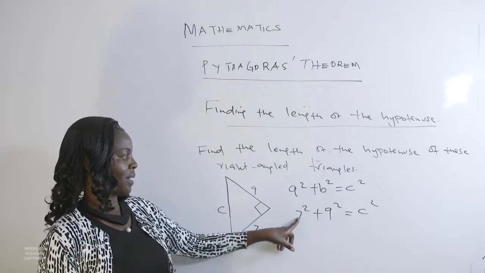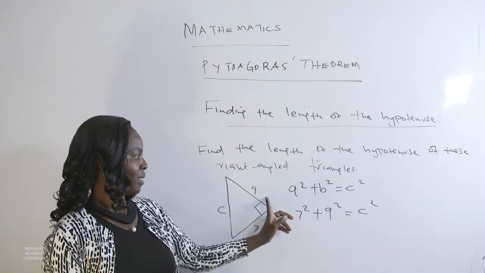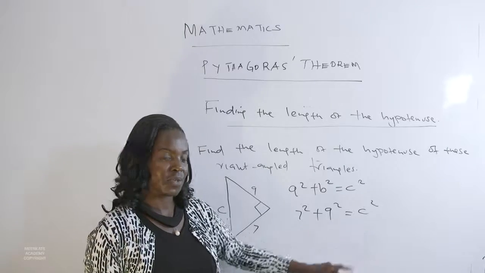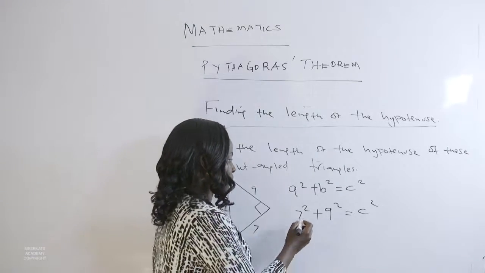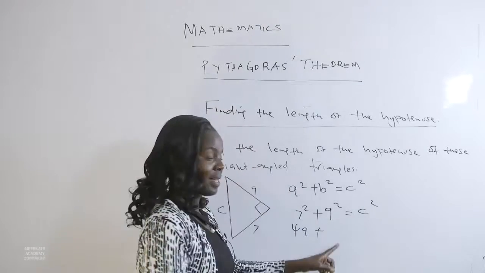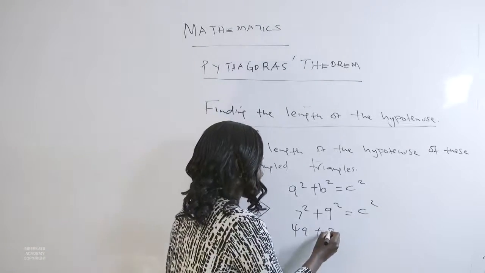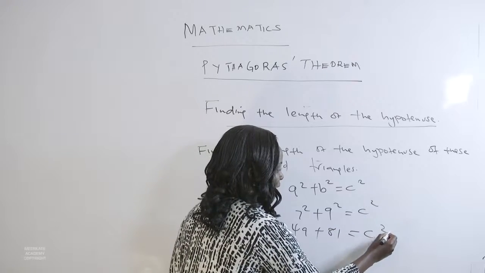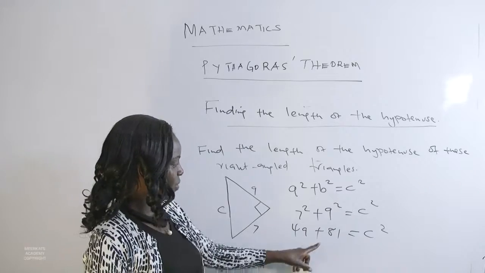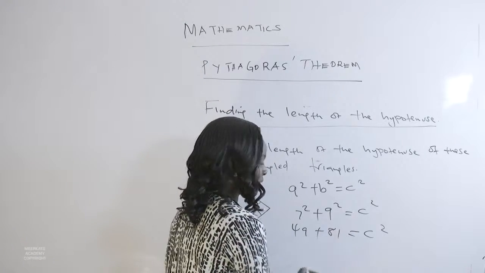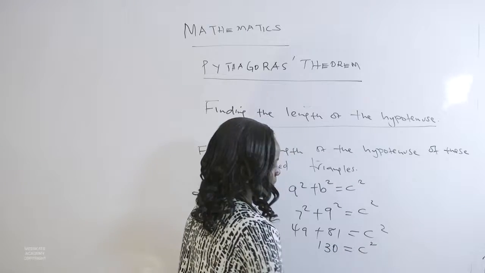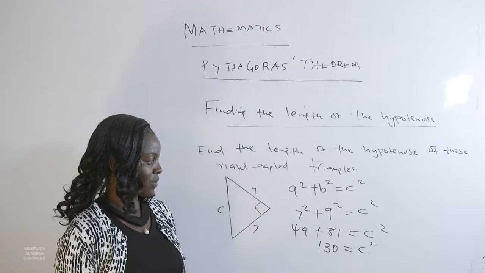We substitute a with 7 and b with 9, and we'll get the equation. So 7 squared, that is 49. 9 squared, we have 81, and that should give us c squared. If we add the two, 49 and 81, that will be equal to 130, which is our c squared.